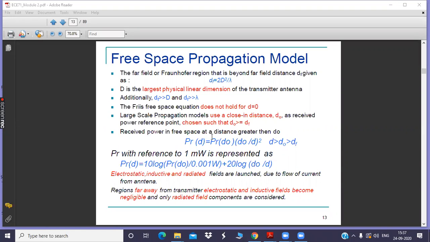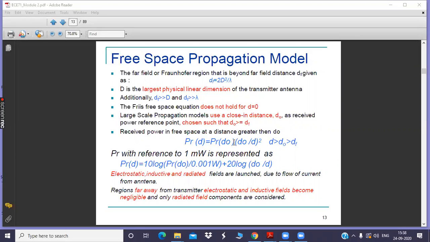So 10 log of PR into D0, I'll tell what the 0.001 watt is later, plus, since these are two products, we put a plus. Log of A into B is log A plus log B. So 10 log of PR D0 plus 10 log of (D0 by D) the whole square. Log A to the power B is B into log A. So the power of 2 will come along with the 10, and it becomes 20 log D0 by D.